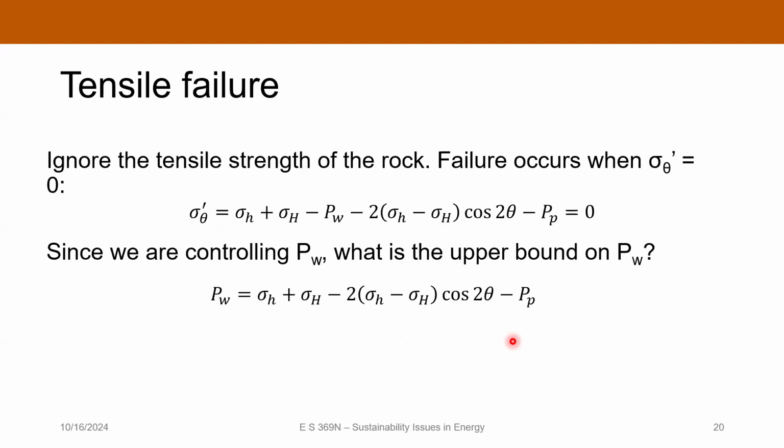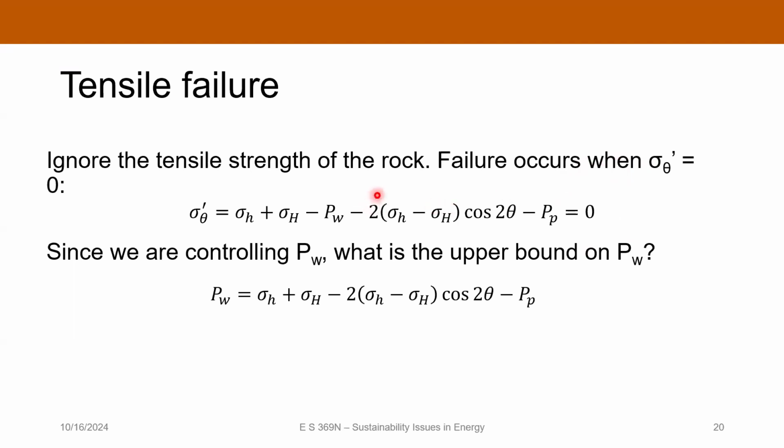So if we pretend the rock has no tensile failure, then that is going to happen when the hoop stress goes to 0, and not just the hoop stress, but the effective hoop stress. So we have to consider the pore pressure. So we represent the effective hoop stress by this term here, that's the total stress, and then minus the pore pressure. And failure will happen when that equals a value of 0.